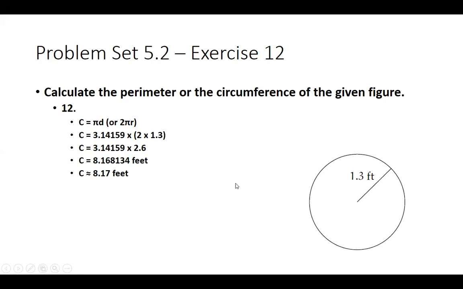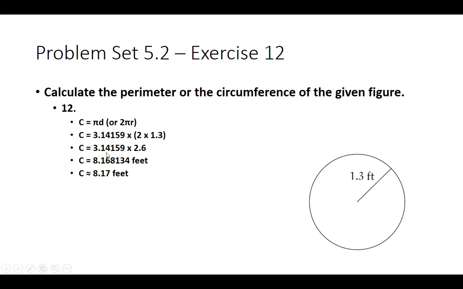Same in number 12, calculate the perimeter or the circumference. And since we have a circle, we'll be calculating the circumference, the distance around the circle. We're going to use circumference equals pi times diameter, or circumference equals 2 times pi times radius. Either way, we need to multiply our radius by 2. 2 times 1.3 gives us a diameter of 2.6 times pi.